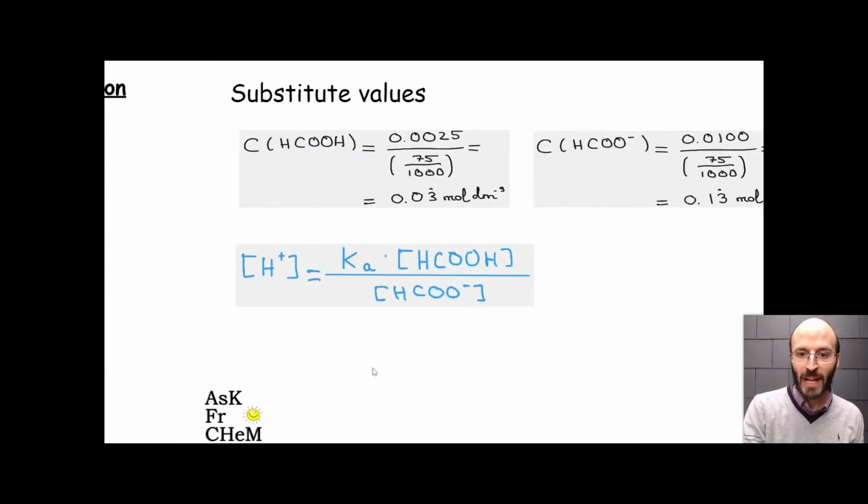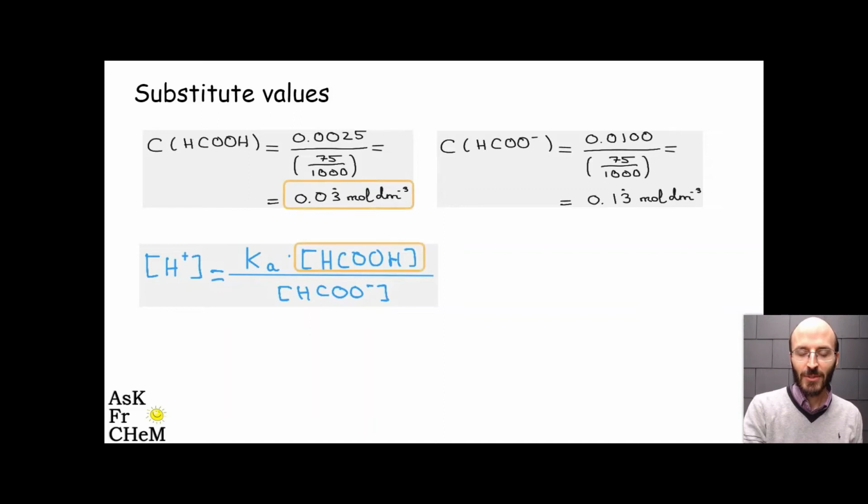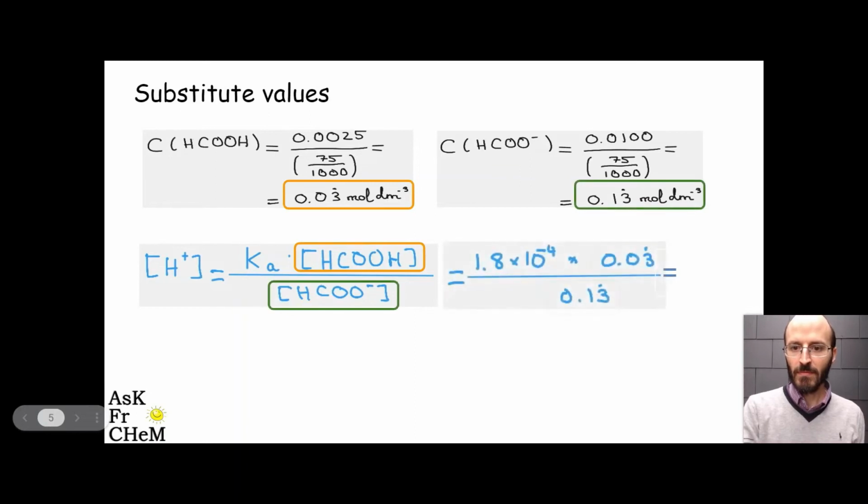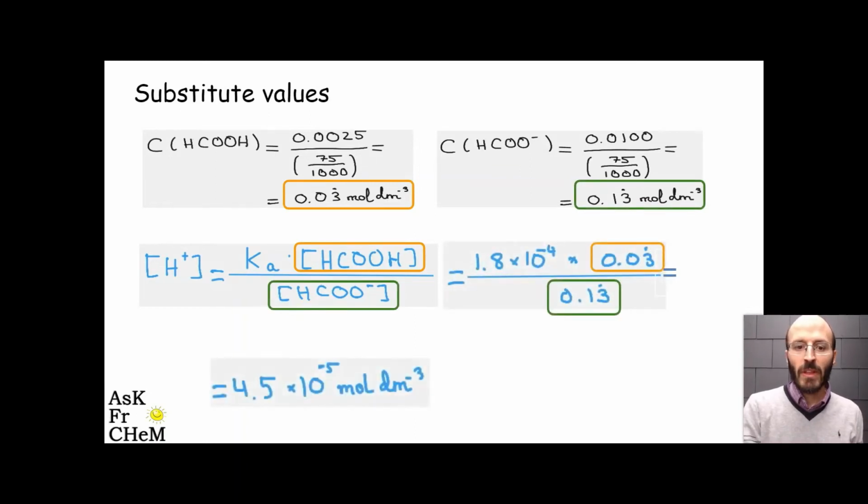So now we are in a good position to substitute the values into the protons equation. And then we get the concentration of protons. You minus log it, and ta-ta, that's the answer.